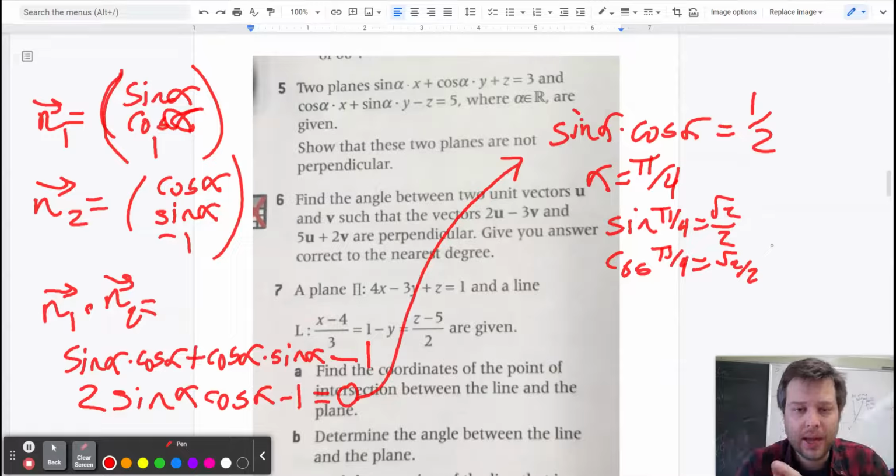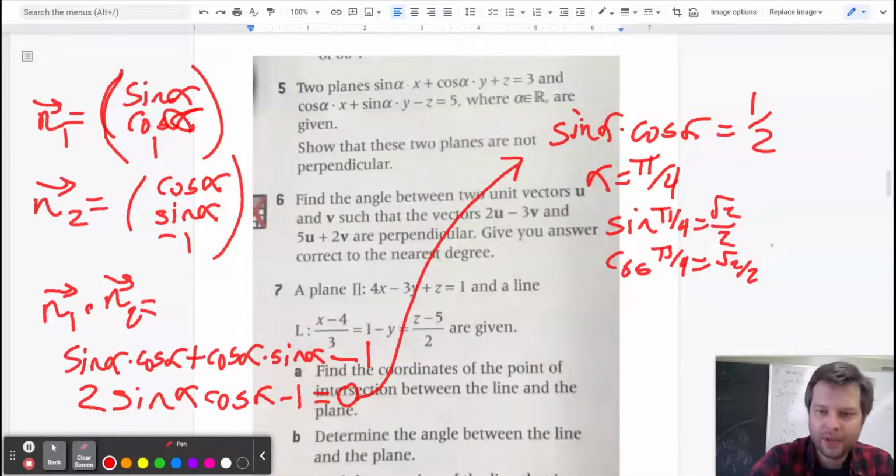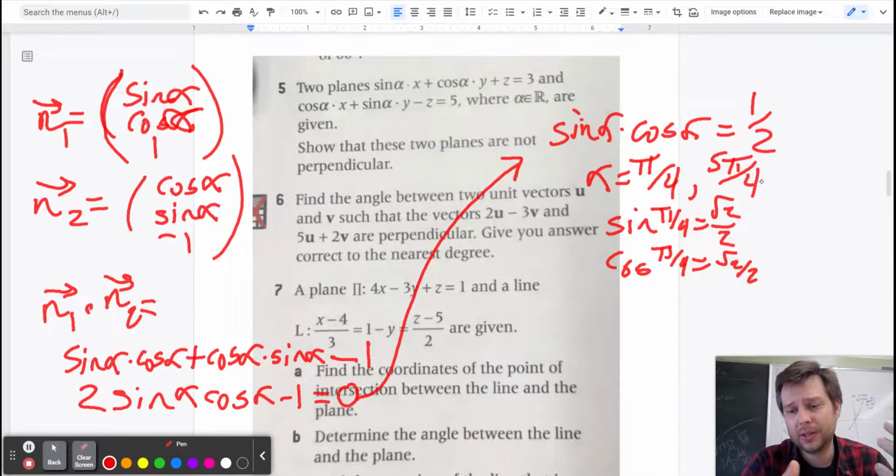Okay, so I guess the way to answer this question is that these planes are not perpendicular when alpha is not an angle that makes sine times cosine equal positive 1/2. So I'm going to answer the question better than they wrote it. So alpha could equal pi over 4, or alpha could equal 5 pi over 4, because at that point, sine and cosine would both equal negative root 2 over 2, and you'd also get it equaling 1/2. And you could also add any multiple of pi to it.